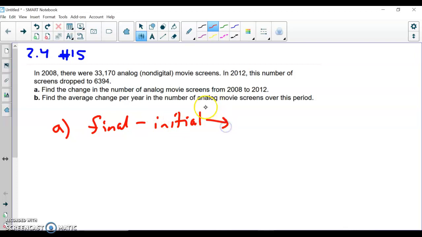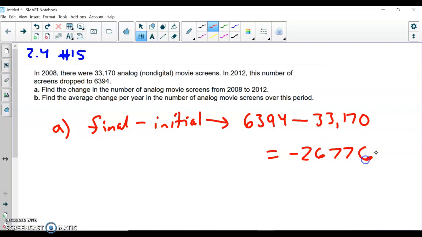So in this case, the final value ended up being the 6,394. And the initial value was 33,170. If you do it this way, you should get the correct sign. Let's see, it was 6,394 minus 33,170. We get negative 26,776. This will work. This is the amount of change.